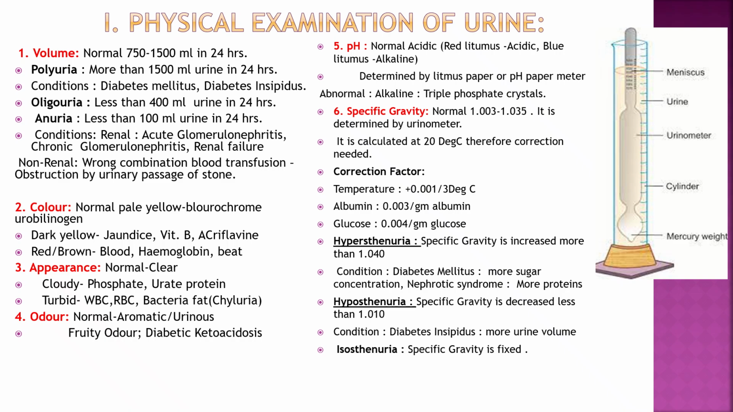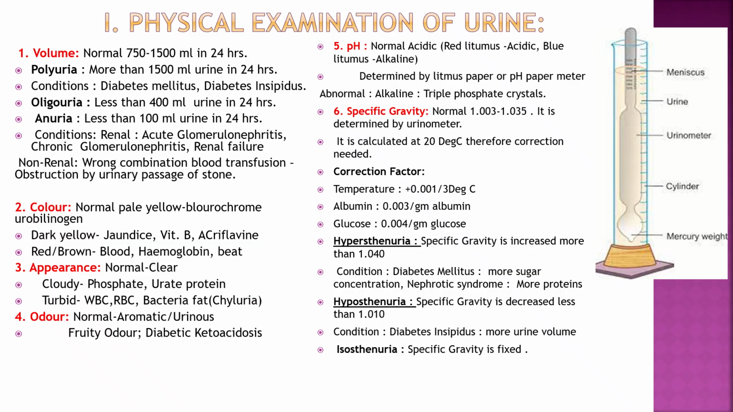And microscopic examination by doing centrifugation of the urine sample, then take that deposit one drop on a slide, put cover slip, and then see under microscope, or you can stain the smear and then you can see the elements of the urine. So that is microscopic examination. So first we will see physical examination of urine.